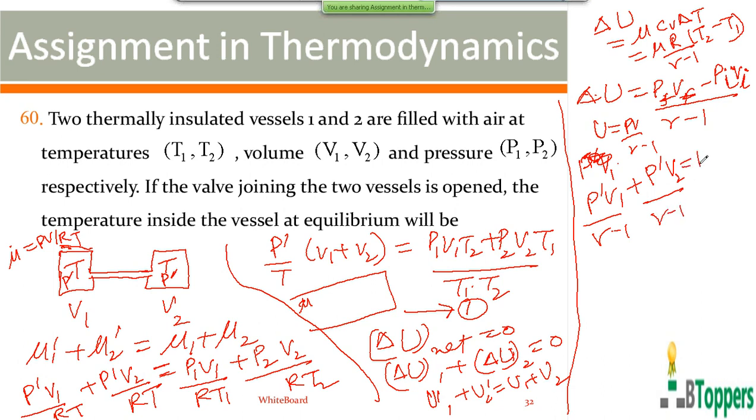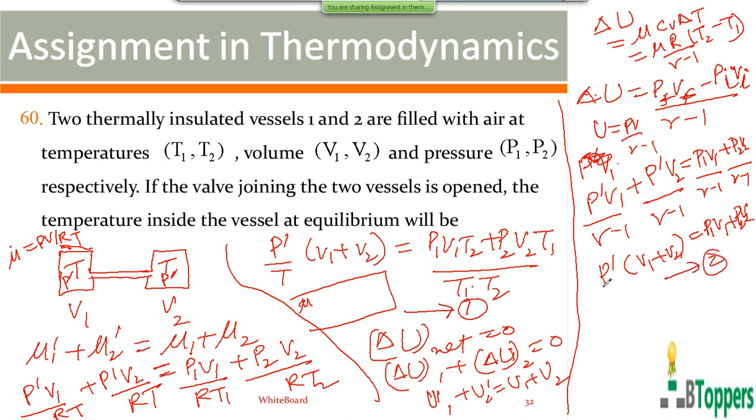Initial energy of the gas in the first vessel P1 V1 by gamma minus 1. Initial energy of the gas in the second vessel P2 V2 by gamma minus 1. Both the vessels contain same gas, that is air. So gamma is same. So P dash into V1 plus V2 can write P1 V1 plus P2 V2.